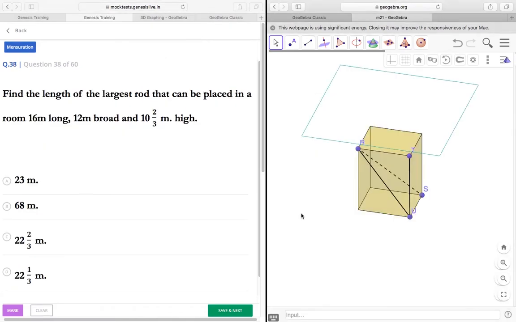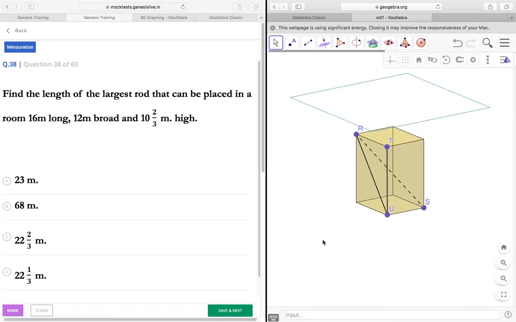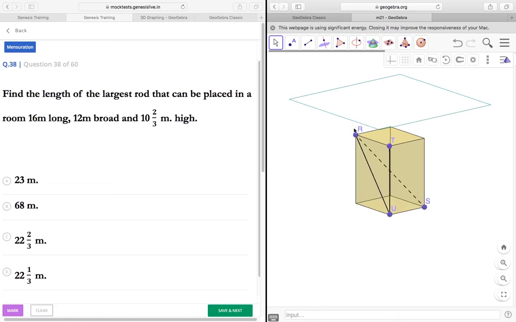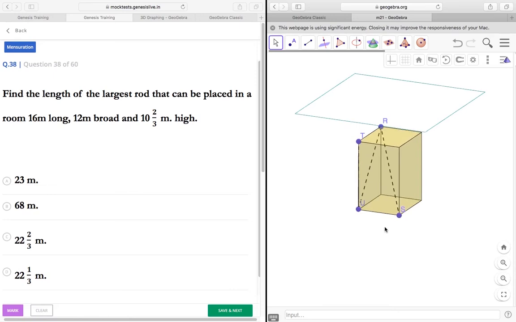Question number 38. Find the length of the largest rod that can be placed in a room 16 meter long, 12 meter broad and 10 2 by 3 meter high. Fine. So now this is just a representation. It is not with respect to the scale. It's a cuboid basically. So in a cuboid, you will have two kinds of diagonals. One is a face diagonal. RU is a face diagonal. And then you have a space diagonal. For example, RS. Hope this is clear.